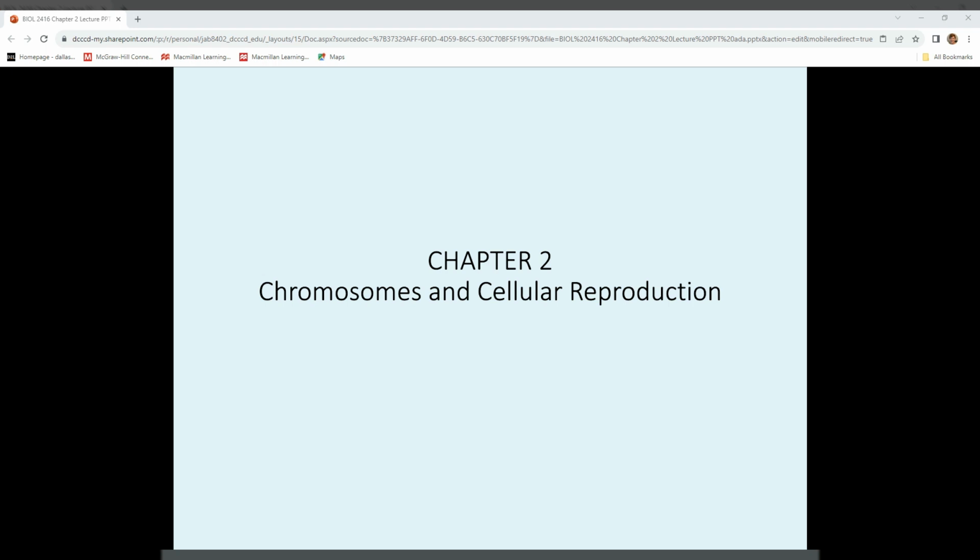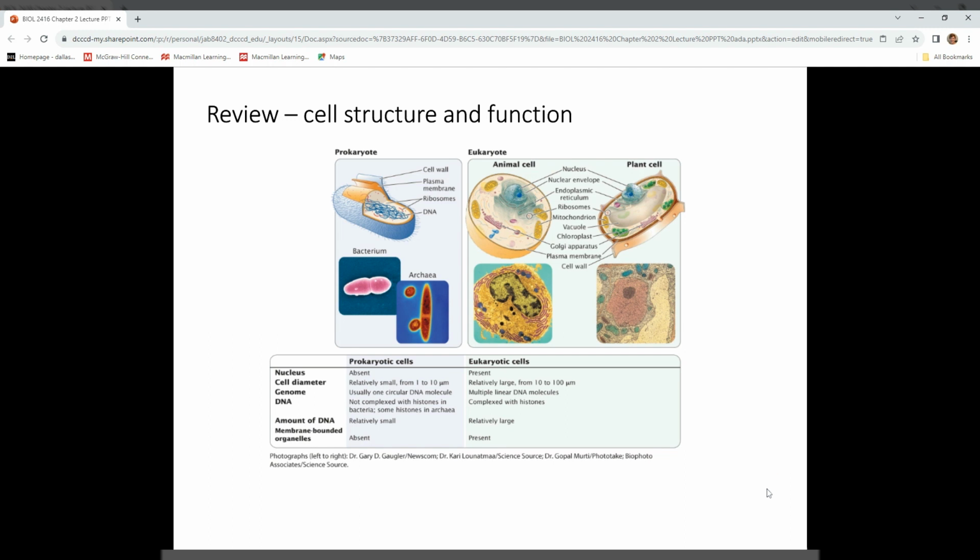Hi, this is Chapter 2, Chromosomes and Cellular Reproduction. We're going to go through some of the topics pretty quickly, as we will come back to them later in the course. On this slide, we're just touching on a review of basic cell structure and function.